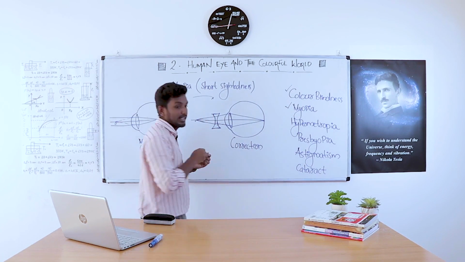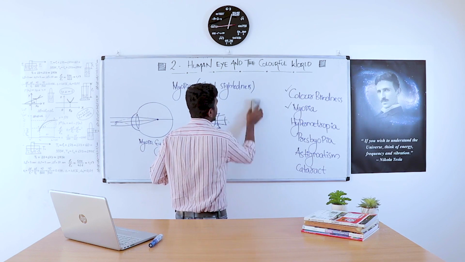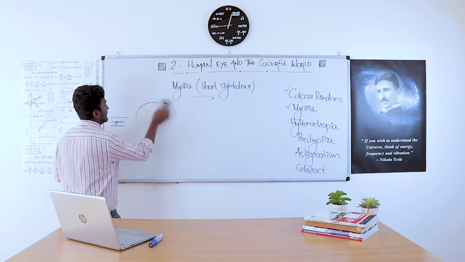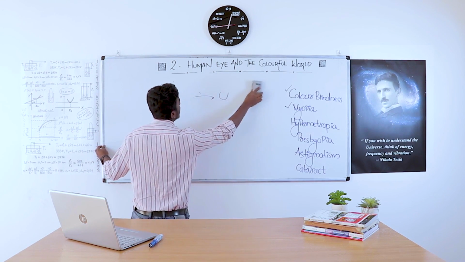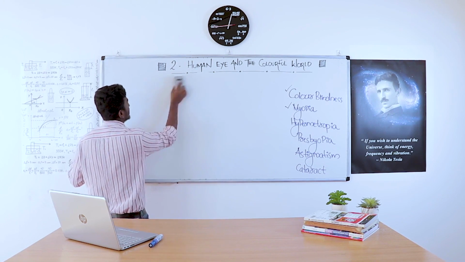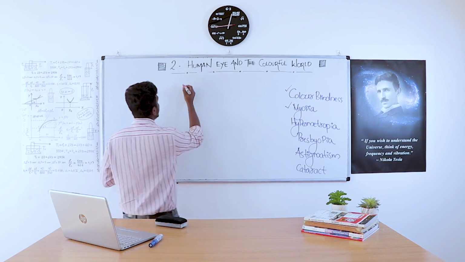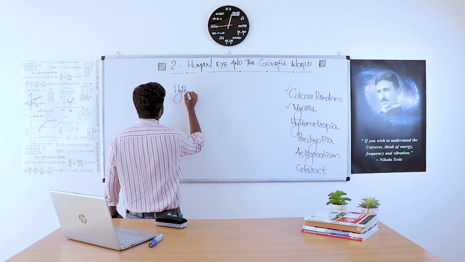The next defect that affects the human eye is hypermetropia. Otherwise, it can be called long-sightedness. Hypermetropia or long-sightedness.